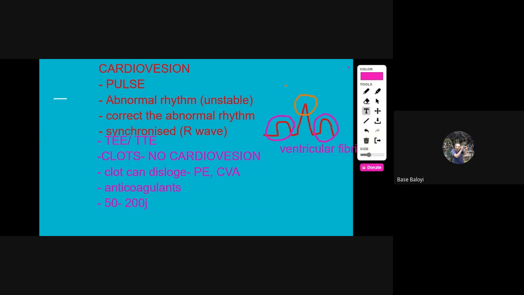Before it is done, TEE or TTE must be done. If there are clots, they cannot be cardioverted. You must put them on your anticoagulants, and for how long depends on the healthcare provider, right? If you decide to cardiovert, the clots can dislodge, cause a pulmonary embolism, or cause a CVA, depending on where it is.